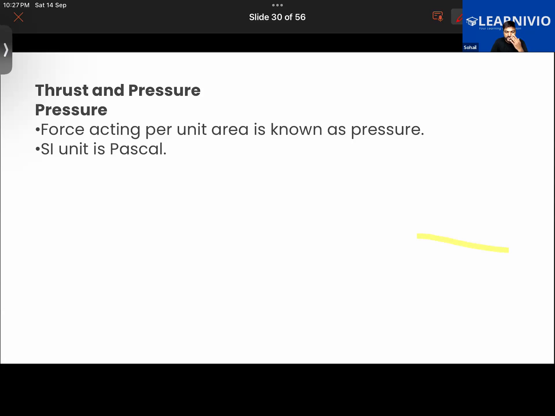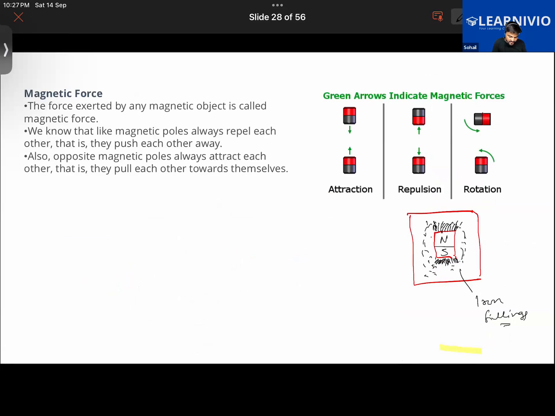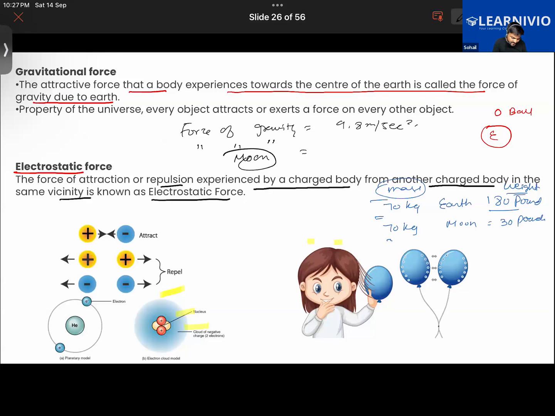Nuclear force is usually not a non-contact force, I would say. It would be counted as a contact force. Nuclear force was, by the way, a special case. Don't put it in the category of contact and non-contact force. Okay. So we had learned about magnetic force, then the gravitational force, and the third one was electrostatic force.